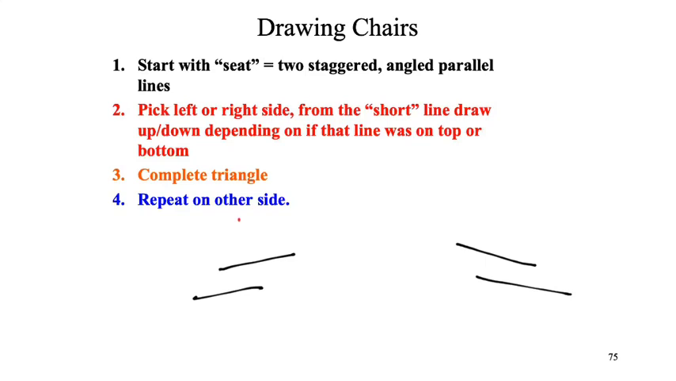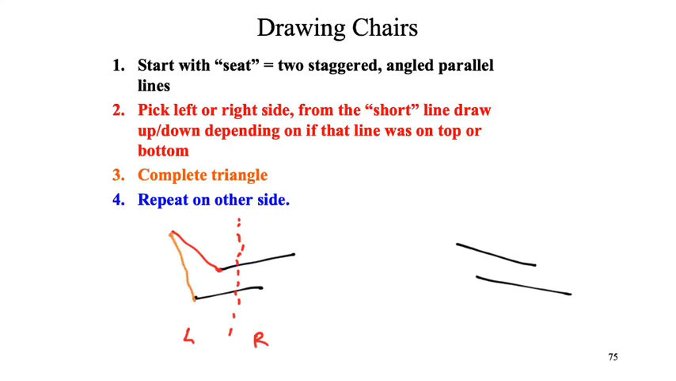Okay, so I'm roughly cutting this in half. Okay, I'm going to pick the left-hand side. I need to put that just for me. Left-hand side, which line is the shorter line? Top or bottom? The top one. So starting from that top line, I'm going to go up. Why up? Because it's the top line. Okay? Now I can complete out that triangle.